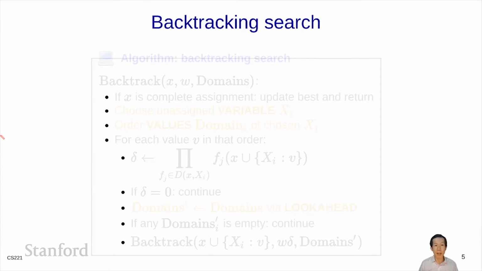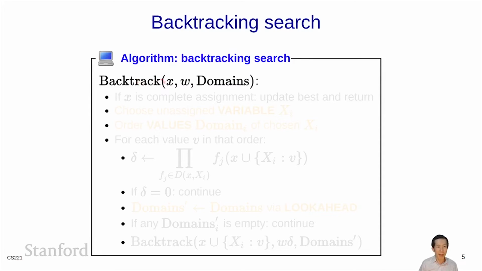Okay, now we're ready to present our main backtracking search algorithm. This is going to be a general blueprint for many of the bells and whistles that we're going to talk about soon. Backtrack takes a partial assignment x, the weight of that partial assignment, which is all the factors that we can evaluate so far, and domains, which specifies valid possible values for each of the variables in the CSP. More on this in a bit.